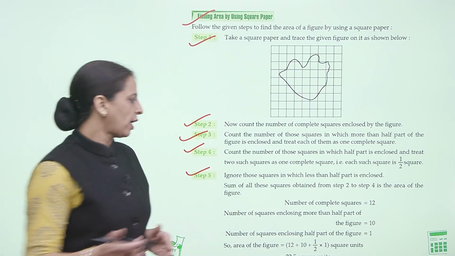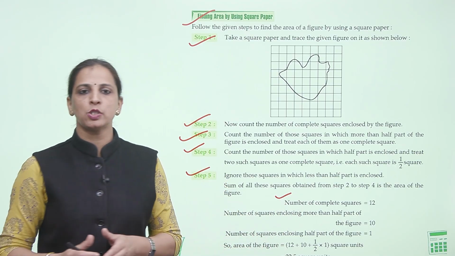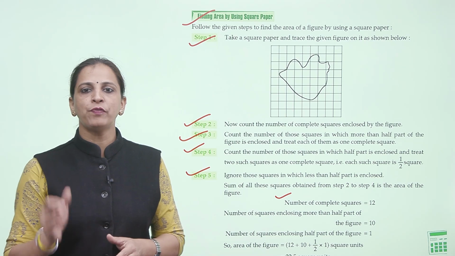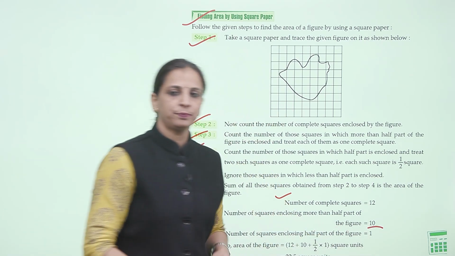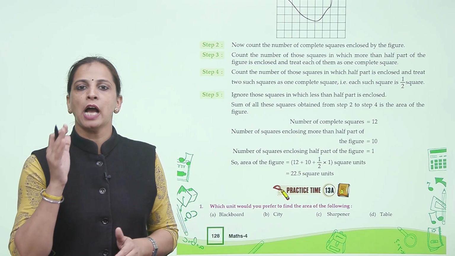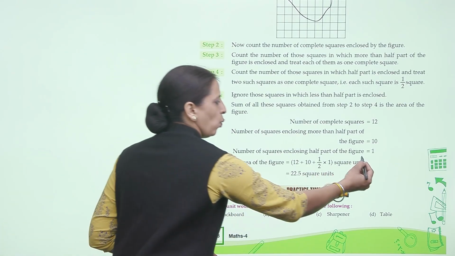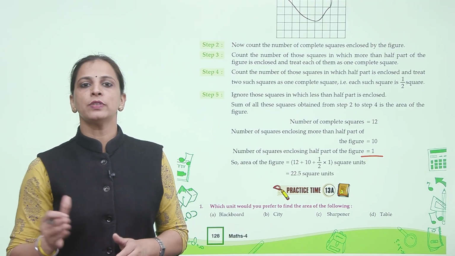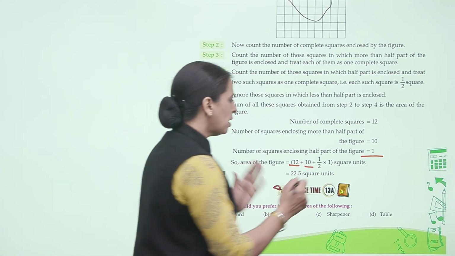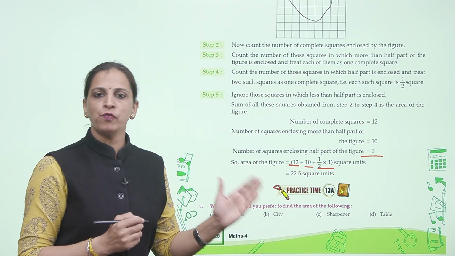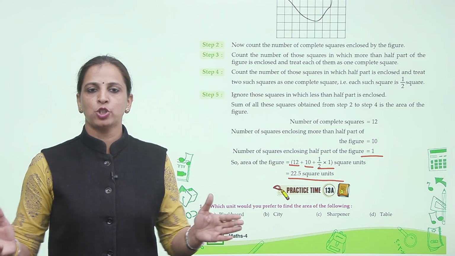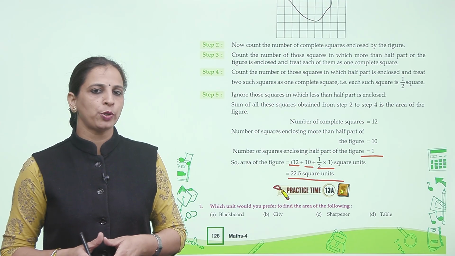Number of complete square, जब हमने count किया तो number of complete square is 12. Number of squares enclosing more than half part of the figure is equals to 10. Then number of squares enclosing half part of the figure is 1. So area of the figure is 12 complete parts, 10 more than half and 1 क्या है half. तो half of 1 square meter that is 22.5 square units. तो बच्चों सेम मेथड को यूज करते हुए एक्सरसाइज आप खुद ट्राई करेंगे.